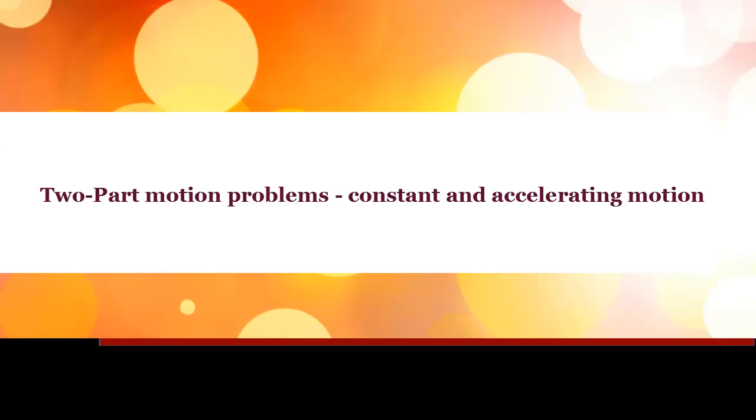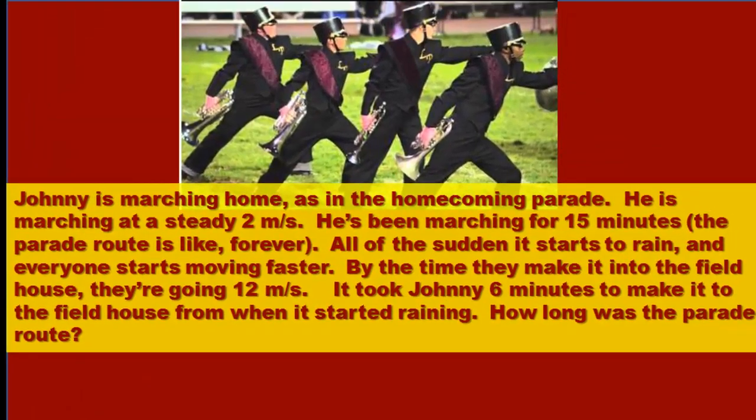This is two-part problem solving where we have both an accelerated motion and a constant motion. Okay, the first problem. Johnny is marching home, as in the homecoming parade. He's marching at a steady 2 meters per second. He's been marching for 15 minutes. The parade route is like forever.